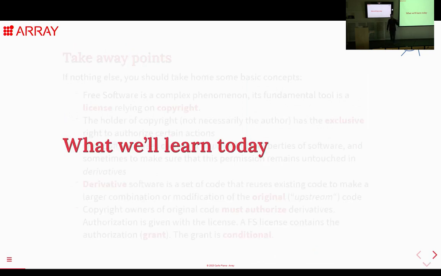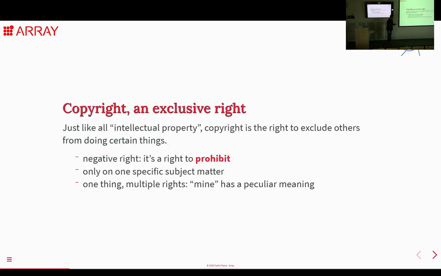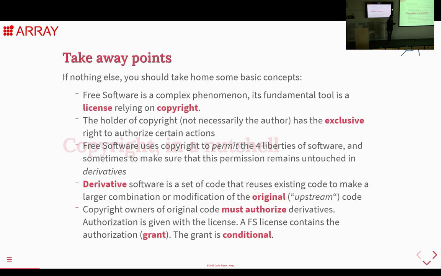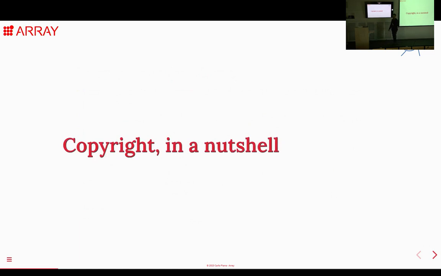Today we are learning, as I said, quite a lot of things, and I'm not going to read it. You will find it in the material. If you go after this 1 hour, you can go and look if you have learned all of these things. The slides are already online if you want to browse them. So it all starts with copyright.